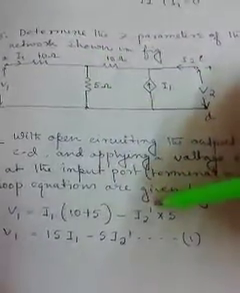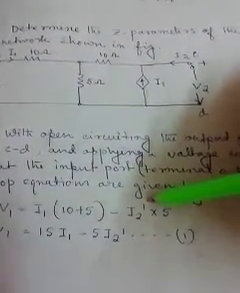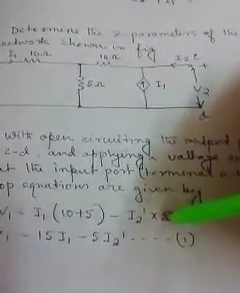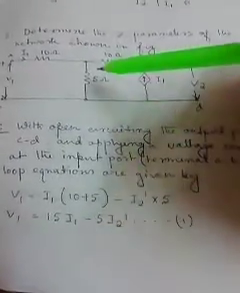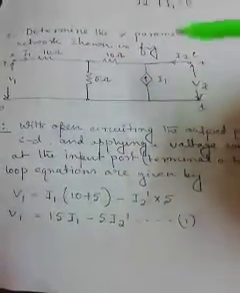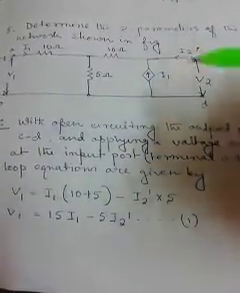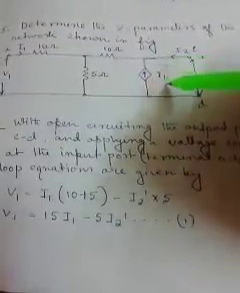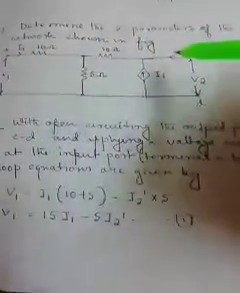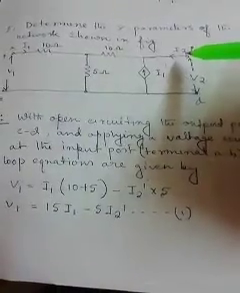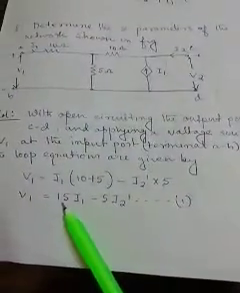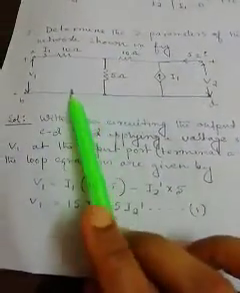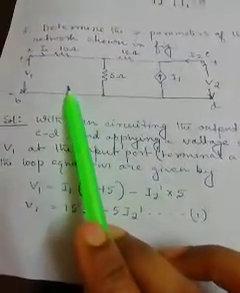plus 5 minus I2 dash into 5. So what is this I2 dash? I2 dash is the current carried by this 5 ohm resistance because of the dependent source present, because this dependent source is controlled by this current, and when we open the terminal CD, I2 is already 0. So this is the equation we are forming for the loop on the left side.